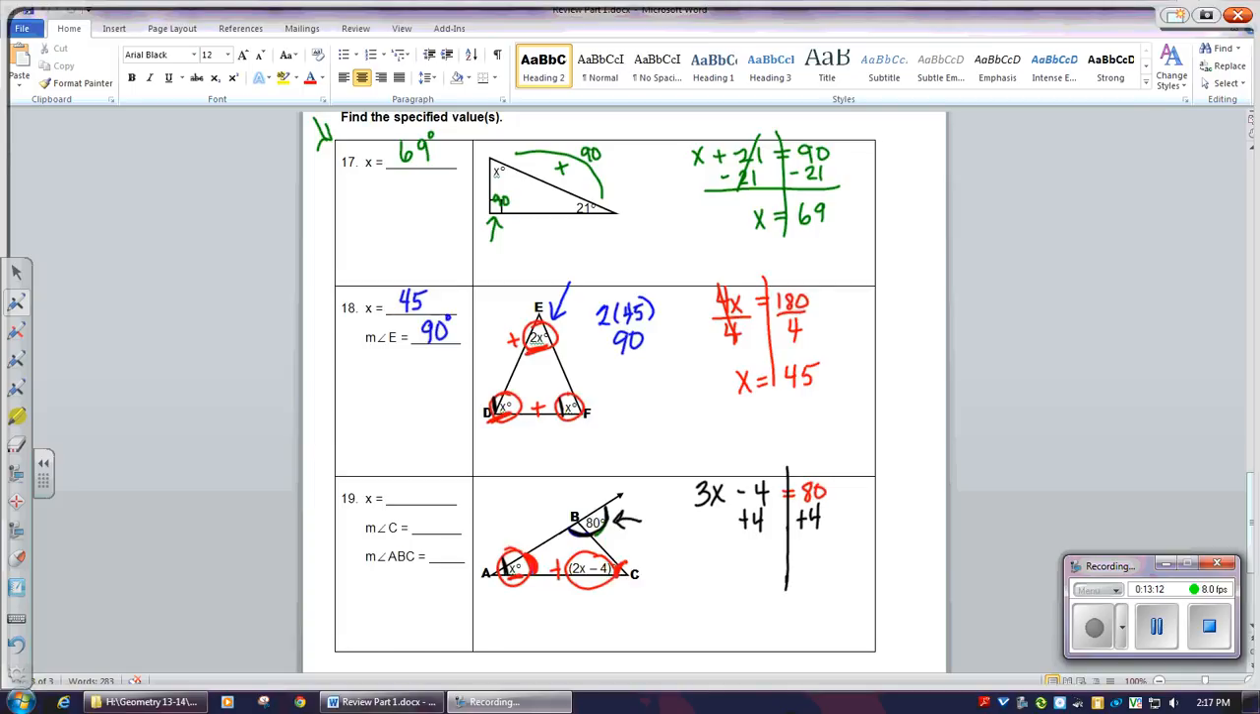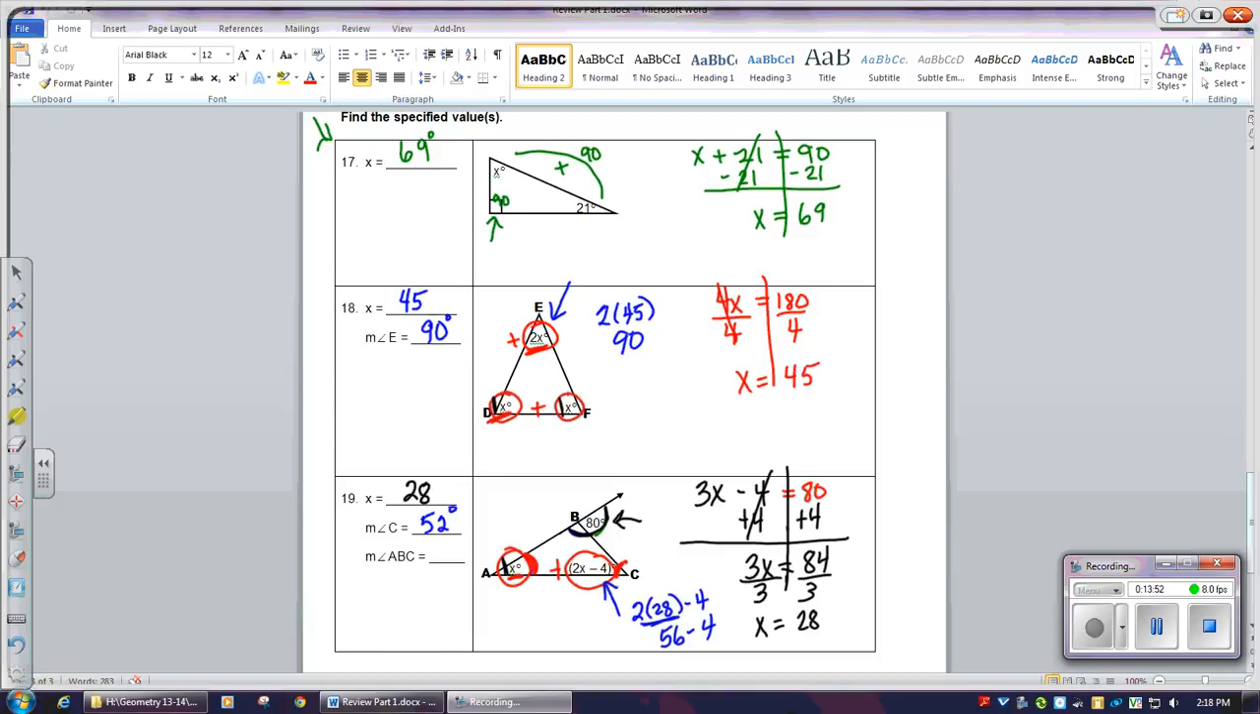I'm going to add 4 to both sides. And when you're doing this, use your good algebra skills. Don't start cutting corners and leaving steps out. 3x equals 84. Divide by 3, and x equals 28. Now, it wants x, so I put the 28 there, but then it wants me to find the measure of angle C, right there. So that's 2x, times 28, minus 4. Order of operations, multiply first, you get 56 minus 4. The measure of angle C is 52 degrees.